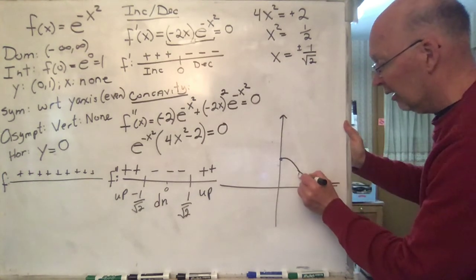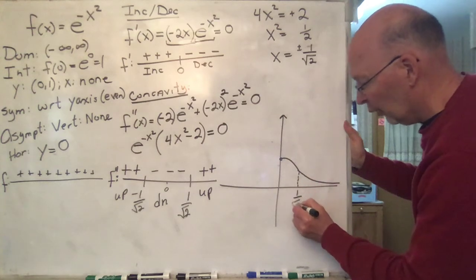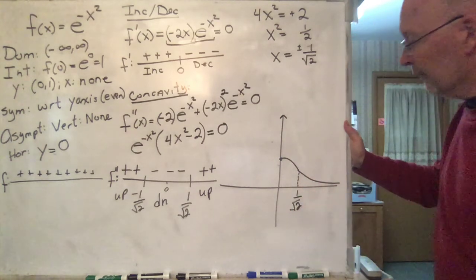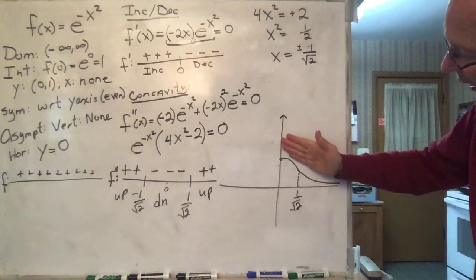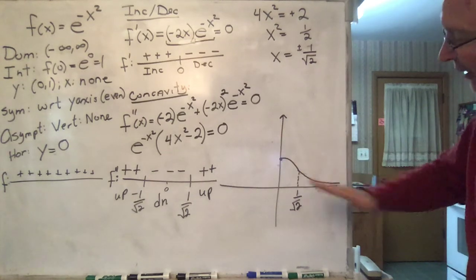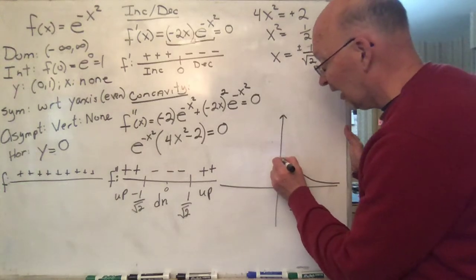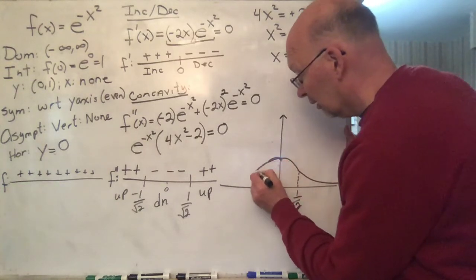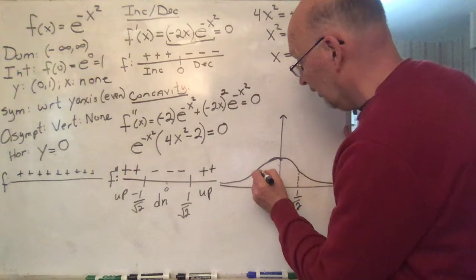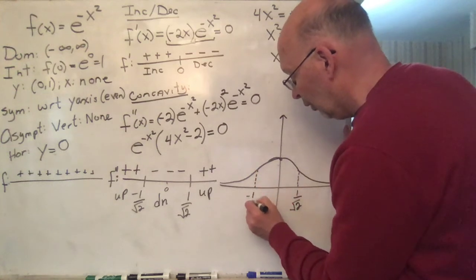And right there is 1 over the square root of 2. That's where you have your inflection point. It's concave down on this side, concave up on that side. It's an even function, so once you have one side, you know exactly what the other side is going to be. Something like that, if I drew it well. Negative 1 over square root of 2.